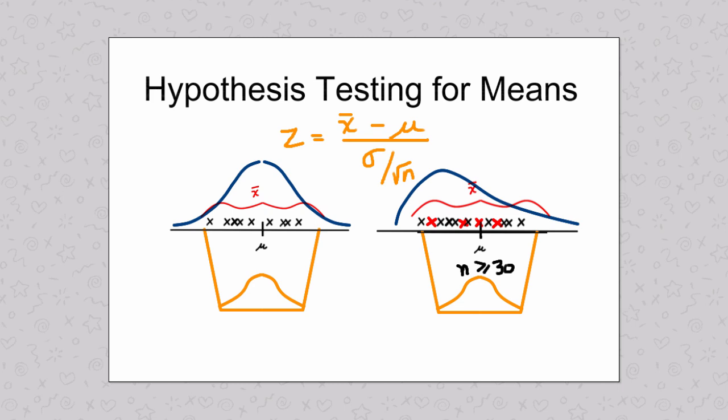The test statistic is given by the sample mean minus the population parameter over the standard error, which is the standard deviation divided by the square root of n. This is assuming the standard deviation is known.